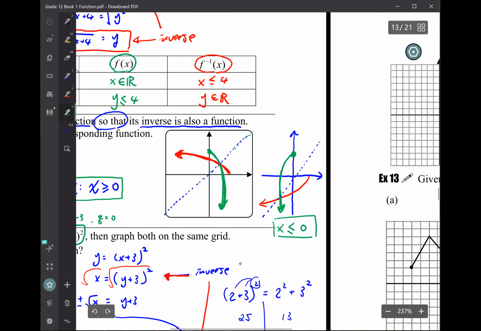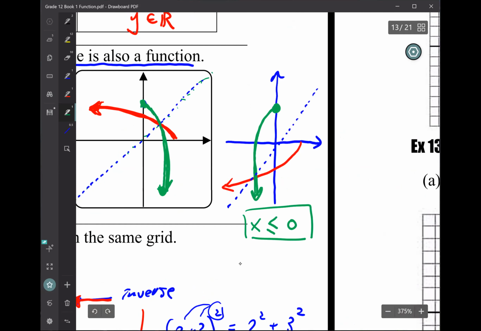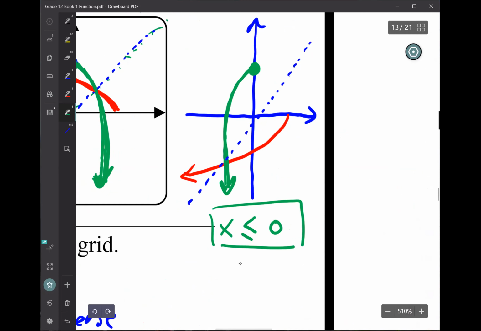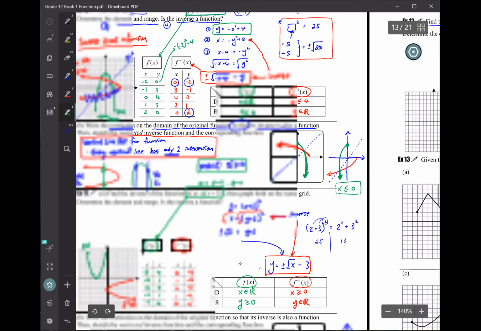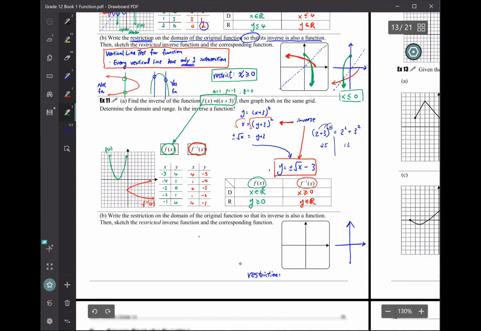Or your answer could be keeping the left side. So you would say x less than or equal to 0. Then you keep the lower half. So you just write down which half you want to keep and write a restriction for it. Okay, thank you. You're welcome.